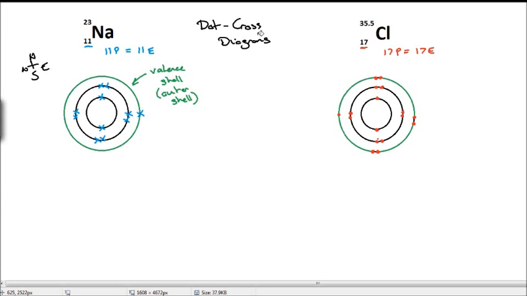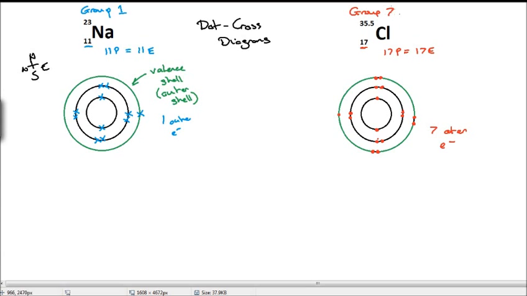Okay, so in our valence shell there, our outer shell, we've got 7. So that's quite important here. In this one, we have 1 outer electron, and in chlorine, we have 7 outer electrons. Now, if you look at what groups these things are in, you find that sodium is in group 1 of the periodic table, and chlorine is in group 7.